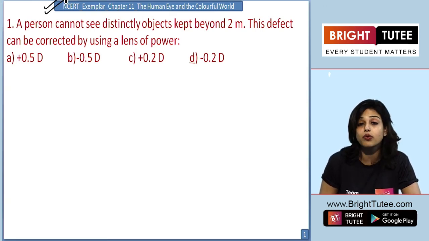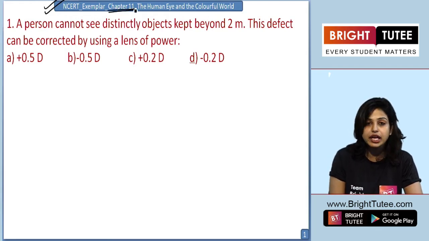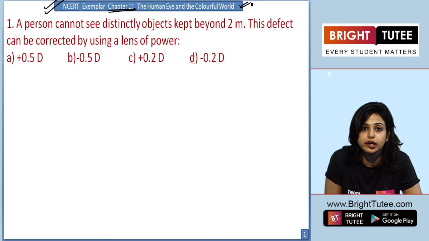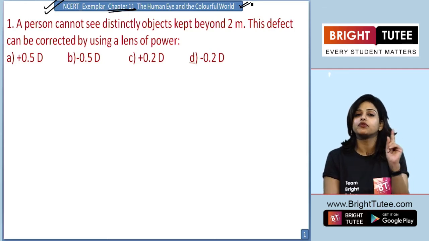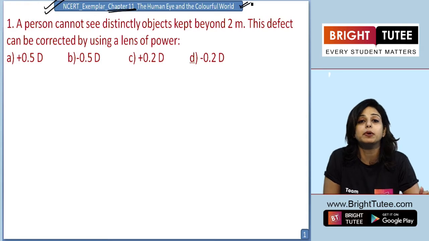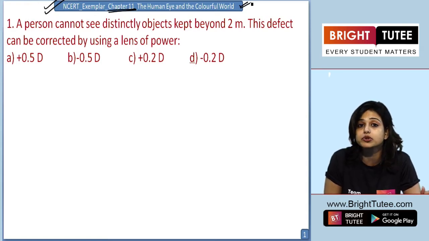Today we are going to do one more exciting problem from the NCERT Exemplar. The chapter we are picking up today is chapter 11 and the name of the chapter is The Human Eye and the Colourful World. We are going to start with the very first problem of the Exemplar. And it is an exciting problem because this problem also needs the information that you learned in the previous chapter. That is where you learned the lens formula.